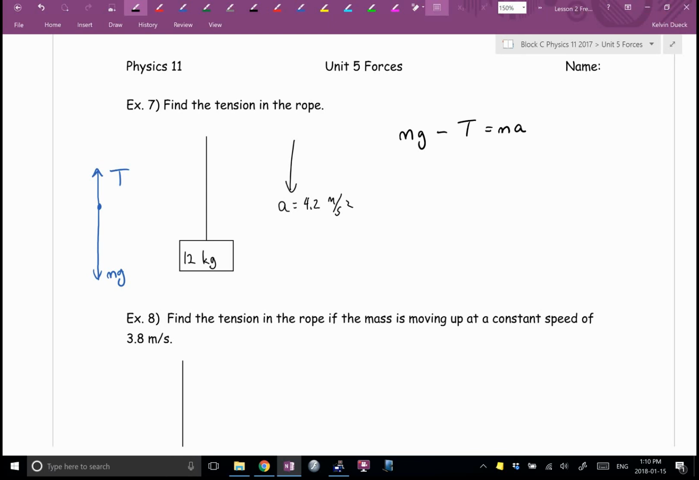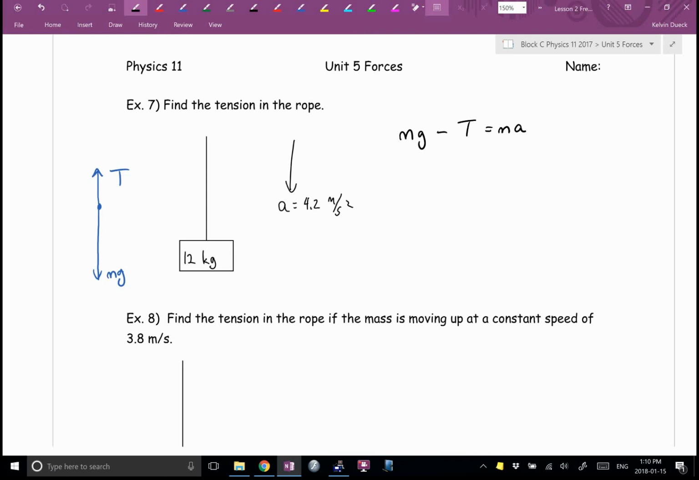Don't overcomplicate it. By the way, you may have noticed in physics, I'm not trying to trick you as to what we're being asked to find. It's usually pretty obvious. So what are we trying to find? I want to get the T by itself. What's right in front of the T that I don't like very much?